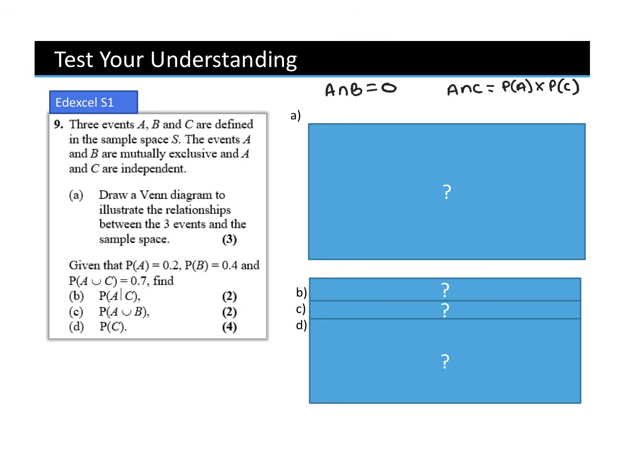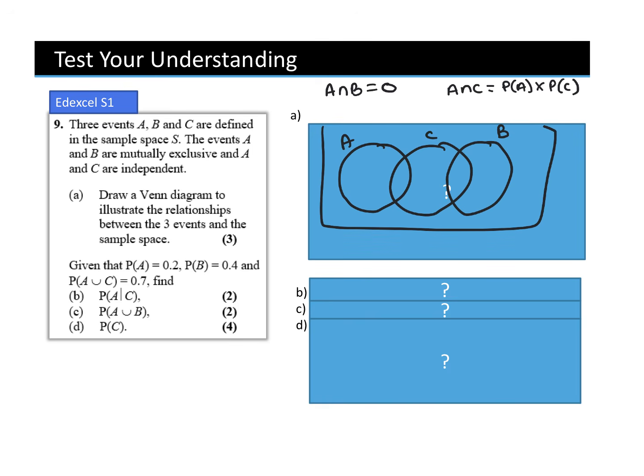Now, if we were to draw this, because A and C are independent, I would draw it like this, and I would have A, C, B. And this is how I would draw to illustrate it. Now, don't forget to draw a box around it and write the universal set. That's all you have to do for that part. Next bit.